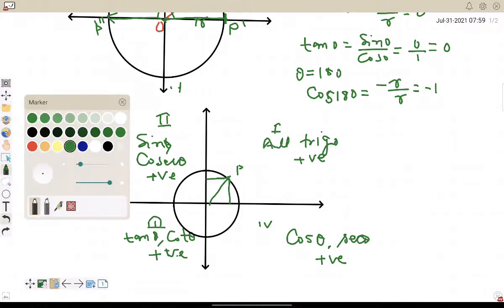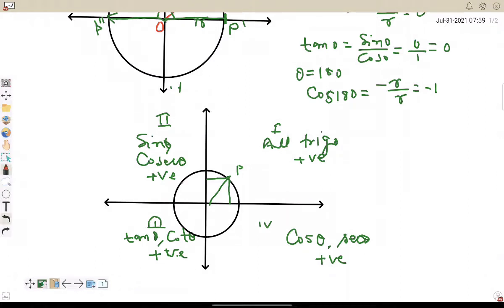So all are positive. If you consider the second quadrant, and try to find the value of the perpendicular distance from the x-axis, then if we move upside or to the right side, we get some positive value. But if we move to the left side, then we get a negative value, and if we move downside, then again we get some negative value.